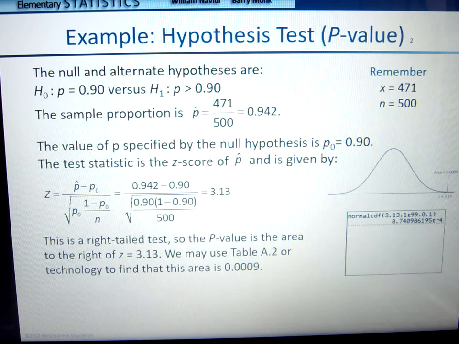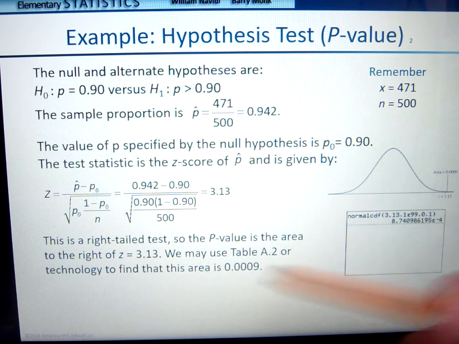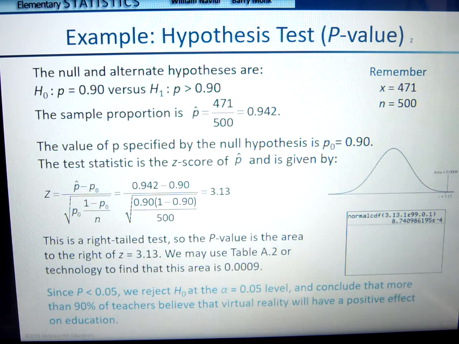Now, it's a right-tailed test, so the p-value is the area to the right of z equals 3.13. Now, using Table A2 or technology, we will find that this is 0.0009. Since p is definitely less than 0.05, we reject the null hypothesis at the 0.05 level, and we can conclude that more than 90% of the teachers believe virtual reality has a positive effect on education.